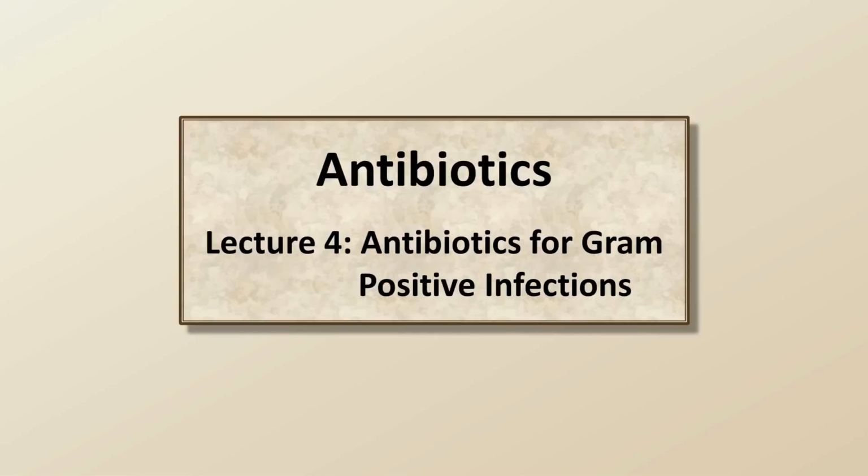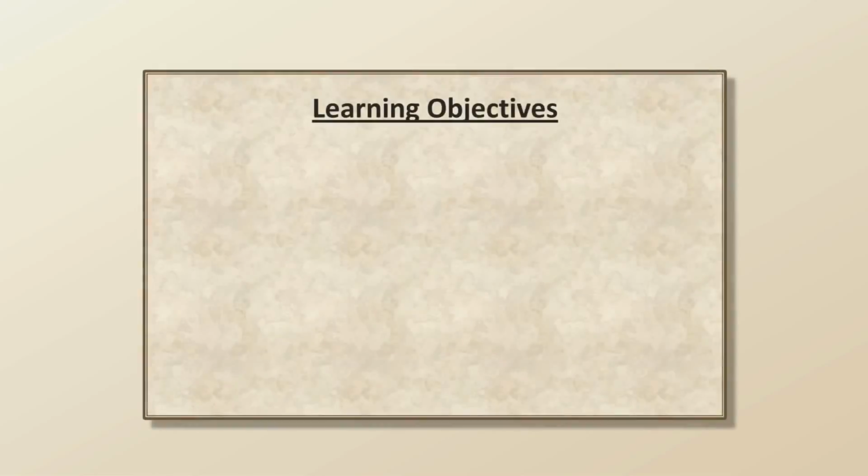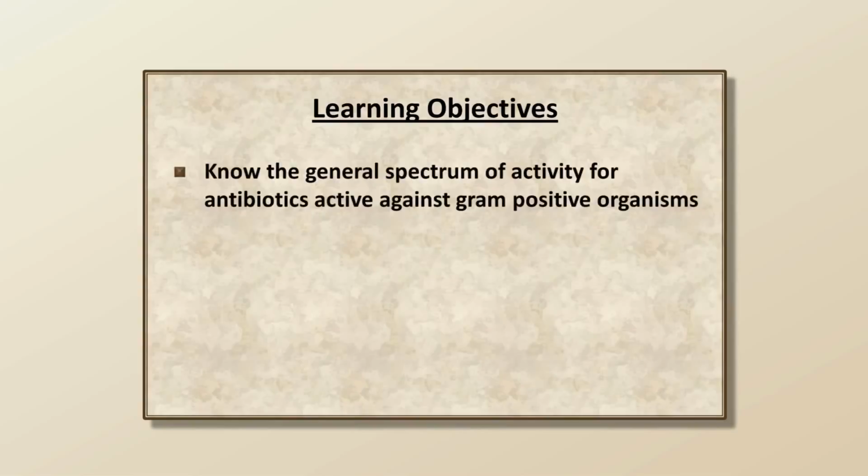This is lecture 4 in this course on antibiotics. The topic is antibiotics for gram-positive infections. The learning objectives are first, to know the general spectrum of activity for antibiotics active against gram-positive organisms.